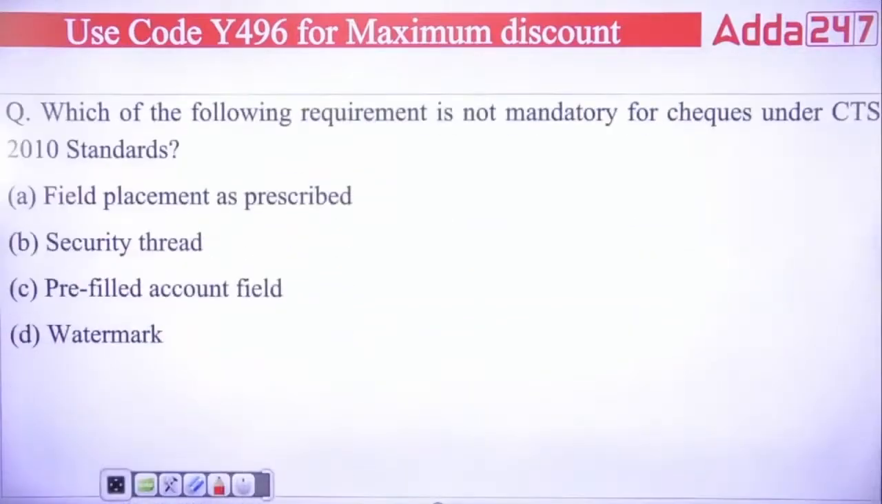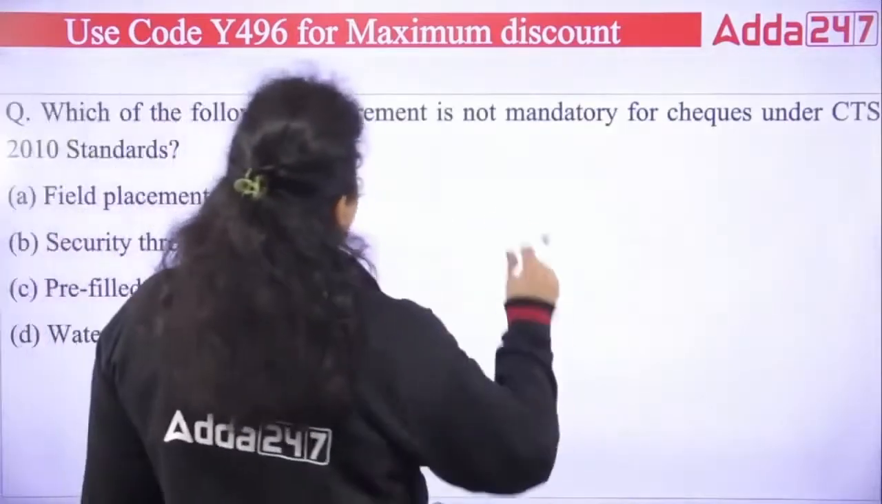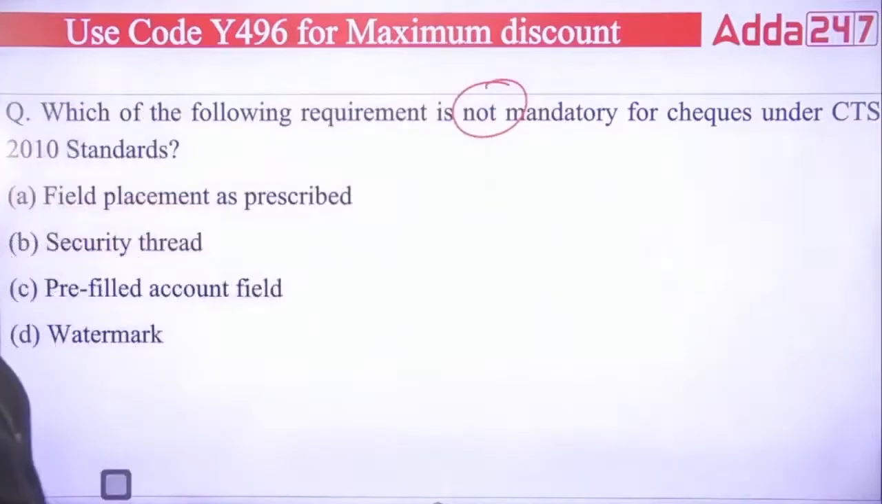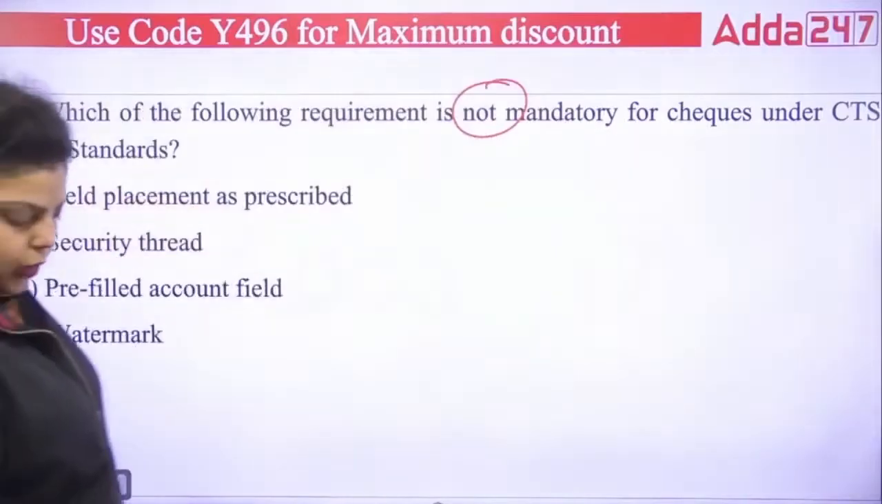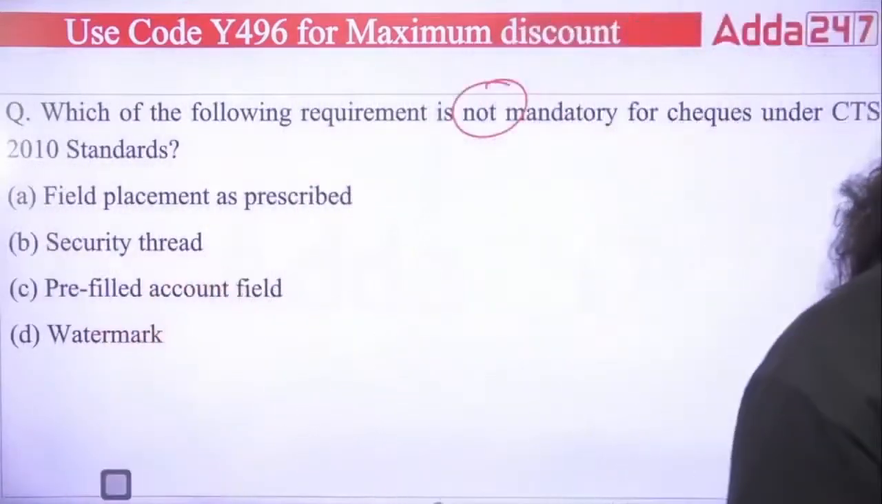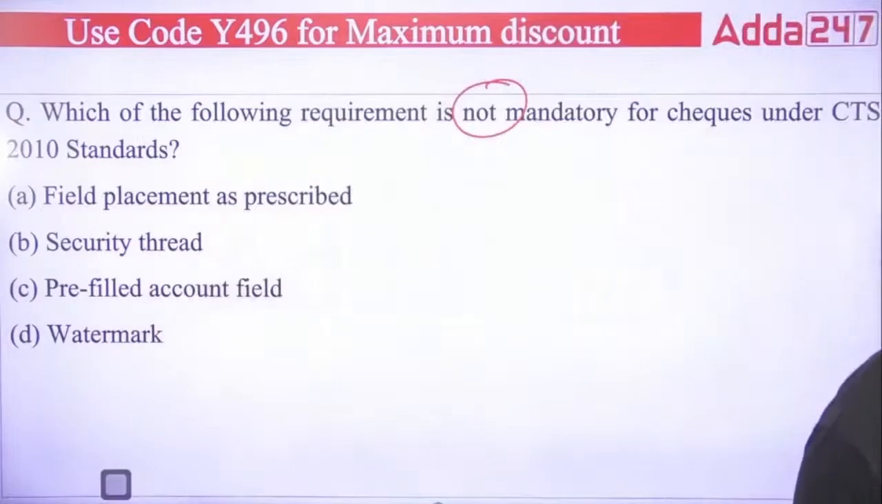Next, which of the following requirements is not mandatory for checks under the CTS 2010 standard? Is it field placement as prescribed? Is it security threat? Is it pre-filled account field? Is it watermark? Let me know which of the following is correct.